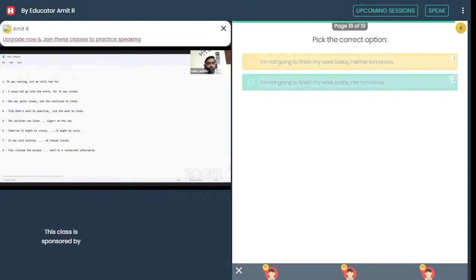Guys, what should be the appropriate option here? Nor. Correct. Very good. Well done, Kriti. Tina didn't. Here a negative idea is already given, so the alternate negative would be nor. Tina neither wanted to exercise, nor did she want to study. Here it's already given, did not want. So the negative is already given. What do you have to use? Simply another negative alternate, that is nor. So Tina didn't want to exercise, nor did she want to study.